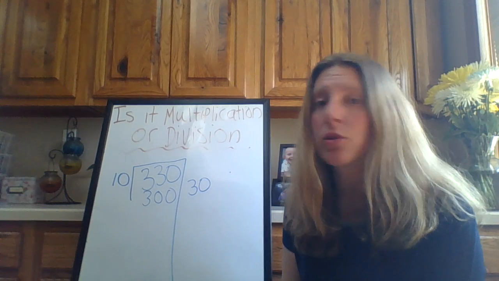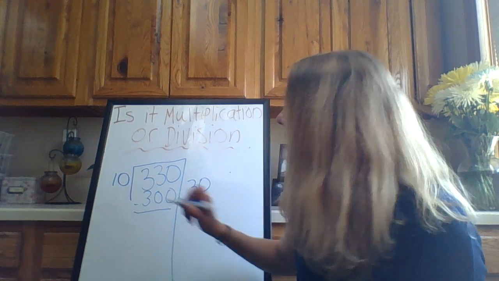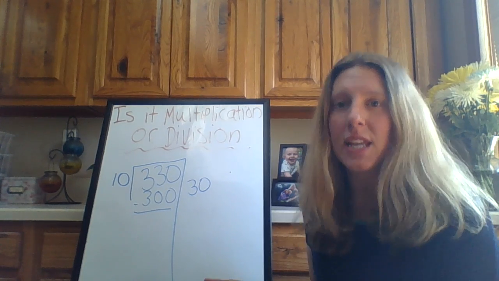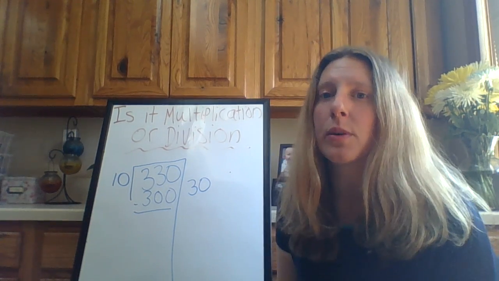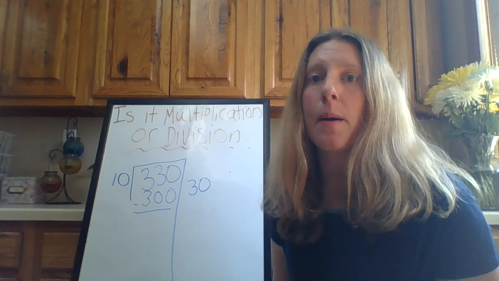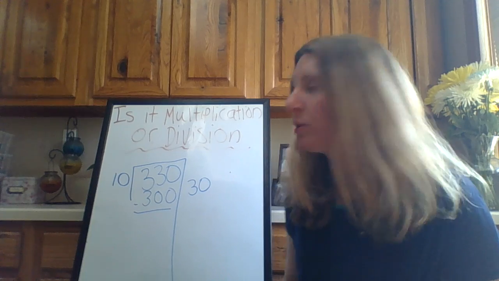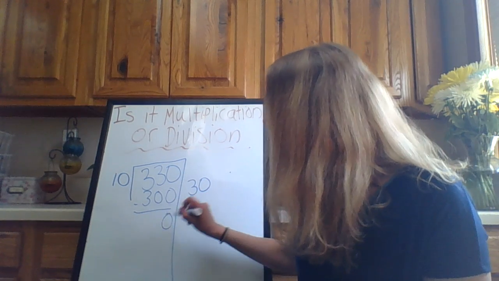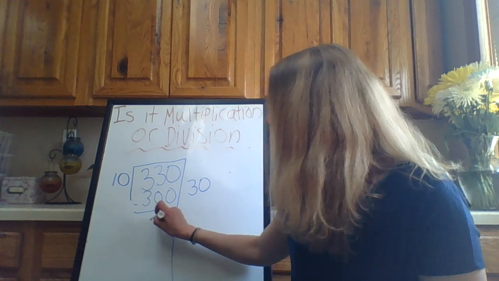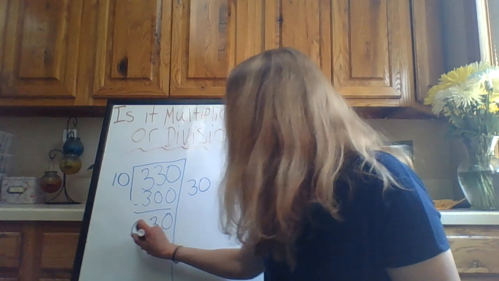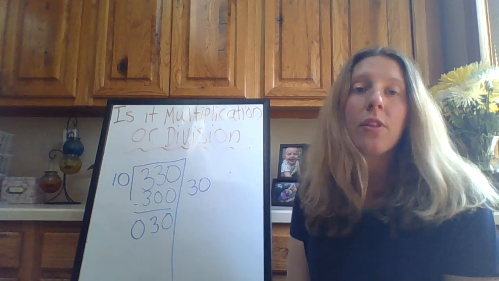Step 2 is to subtract. 330 minus 300. I know most of you could probably do this in your head. I'm still going to be really careful when I show my work and use the standard algorithm to subtract, which means I start in my ones. 0 minus 0 is 0. 3 minus 0 is 3. That was my tens. And then my hundreds. 3 minus 3 is 0. So that gives me 30.